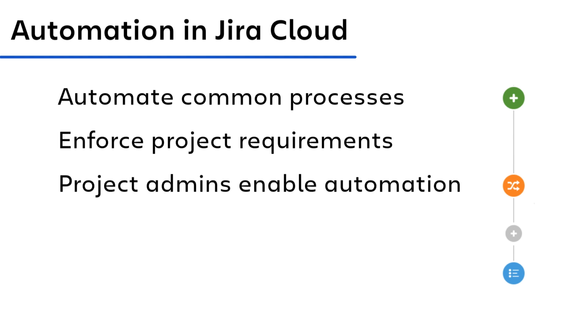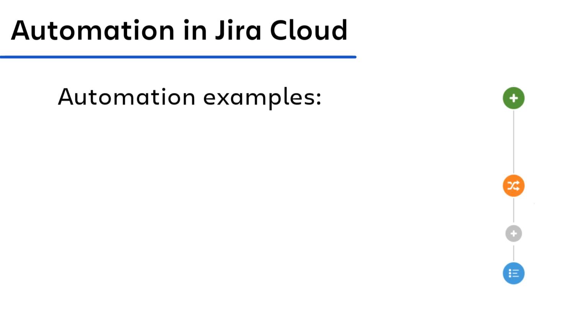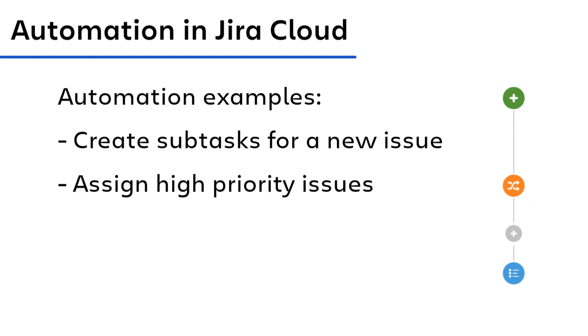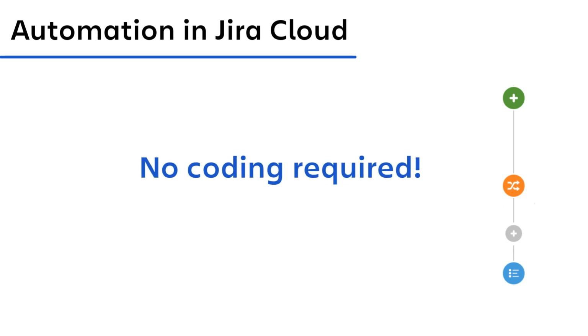Project administrators enable automation for their projects by configuring automation rules that define when and how automated tasks are performed. Some examples of Jira automation include automatically creating subtasks when an issue is created, assigning high-priority issues to random team members, sending a message when an issue's due date is approaching, or automatically closing old issues having no activity. The best part is, automation rules are configured using a simple interface that requires no coding or technical experience.